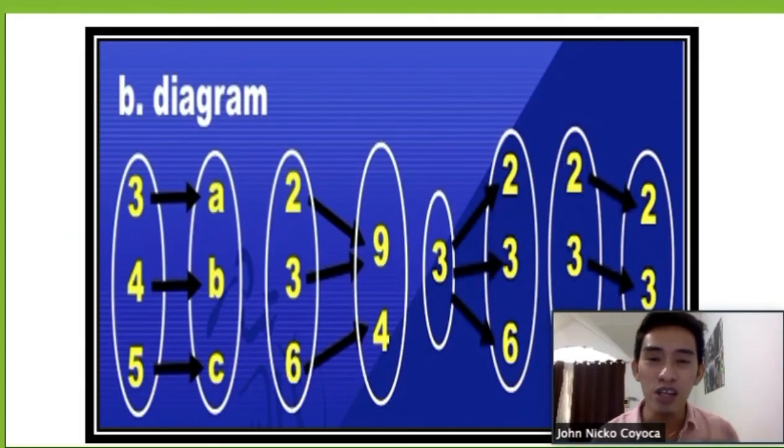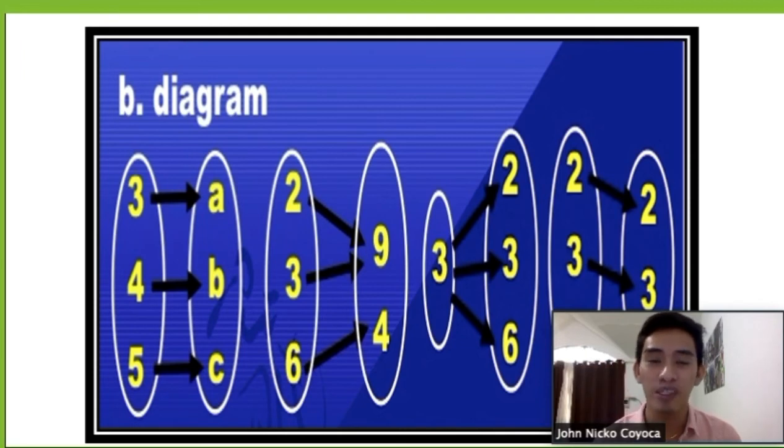Another way of illustrating or writing a function is that it can be represented in a diagram. In a diagram, again, the first set of elements are our independent variables or our domain or our input. So in this example, 3, 4, and 5 are our domain, and A, B, and C are our range. As you have observed, 3 corresponds to exactly one value, which is A. 4 corresponds exactly to one value, which is B, and 5 corresponds exactly to one value, which is C. So that is a function represented by a diagram.